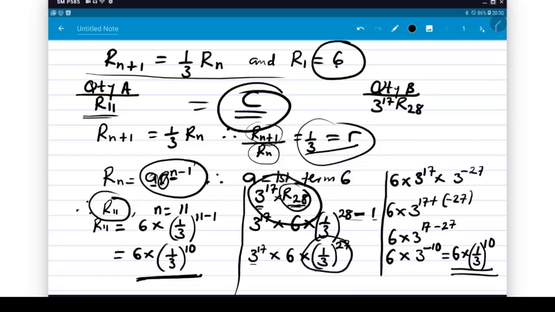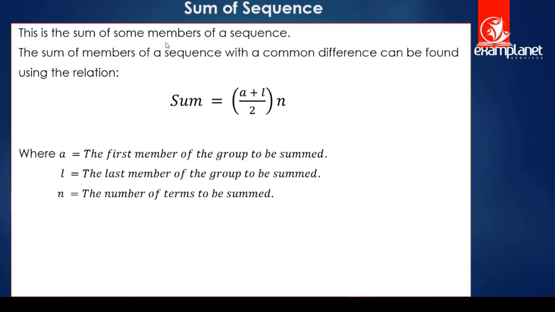Alright, like I said, it's a GRE real exam past question. We have sum of sequence, which is not really too common, but you can come across it once in a while. It simply means some members of a sequence. So if you need to add some members of a sequence, that's what I mean by sum of sequence. You can be asked to find the sum of the first 10 terms, the first 20 terms, the first 50 terms, the first 100 terms, anyhow. So that's what I mean by sum of a sequence.